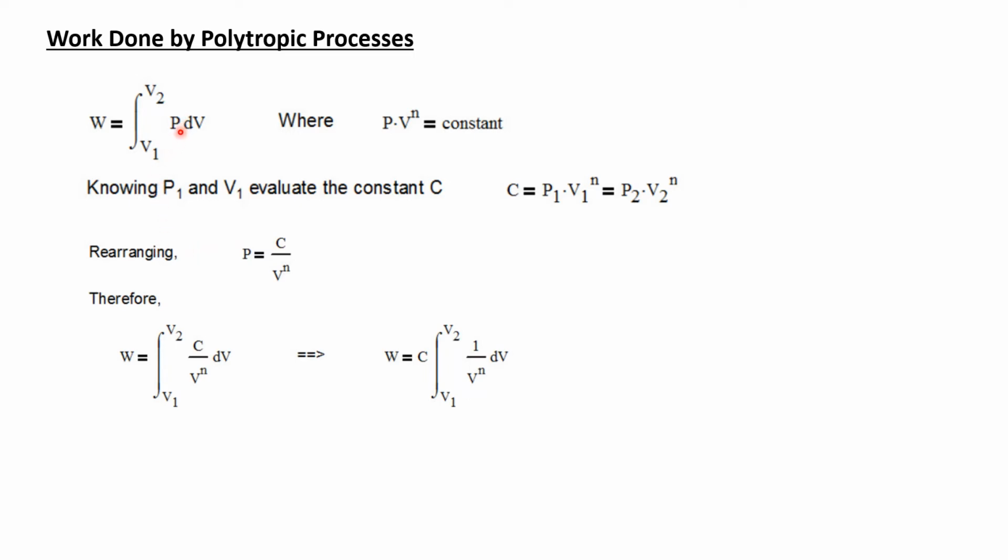And since we're going to integrate pressure with respect to volume, we need to write pressure as a function of volume. So rearranging this equation, we can say that the pressure is this constant C divided by V to the n power. So let's substitute C over V to the n power for pressure in our integral. And now we have that work is the integral from V1 to V2 of C over V to the n power dV. Well, C is a constant. We can remove that from the integral sign. And we end up with work is equal to our constant times the integral from V1 to V2 of 1 over V to the n power dV.